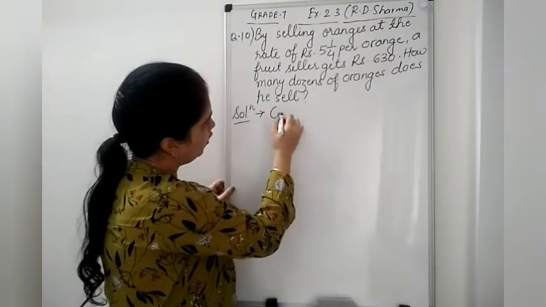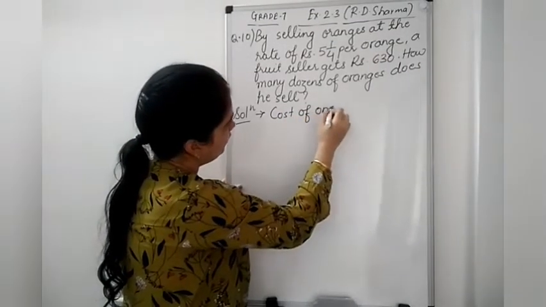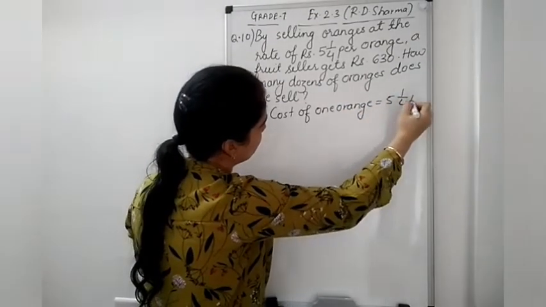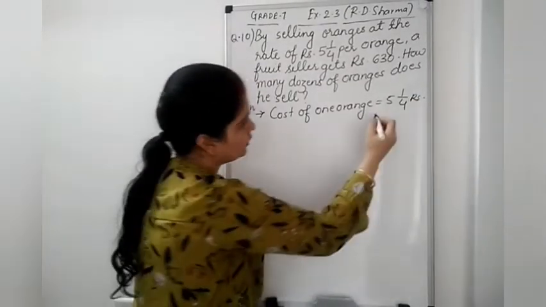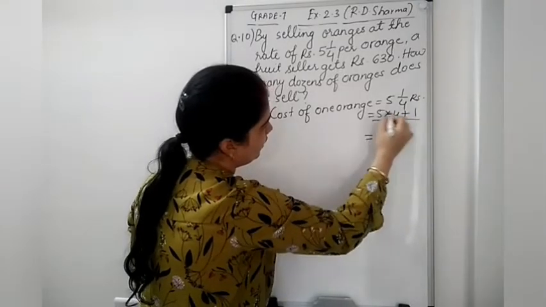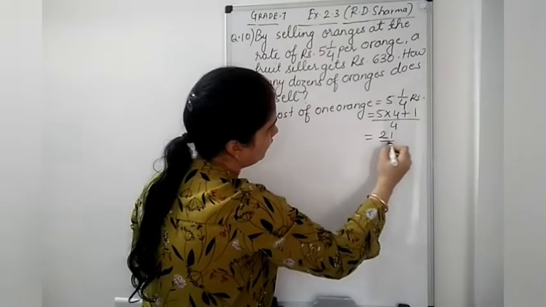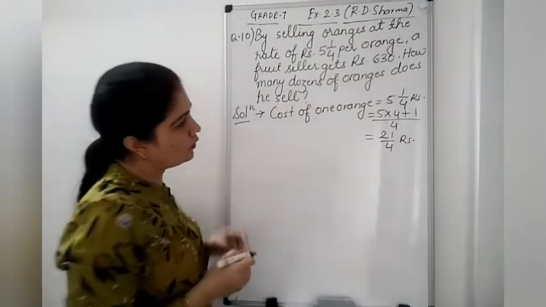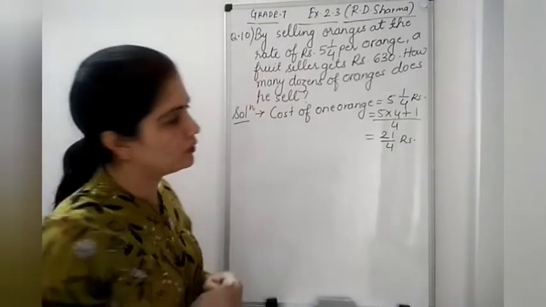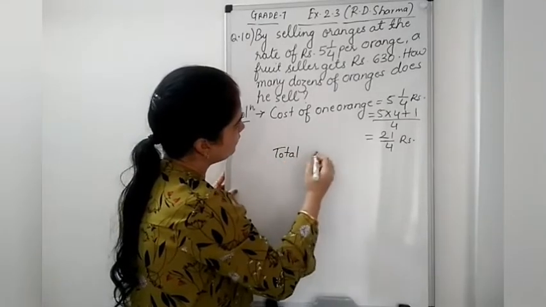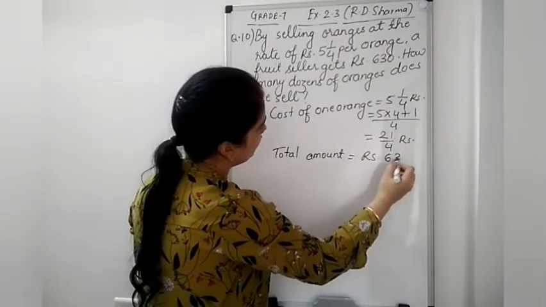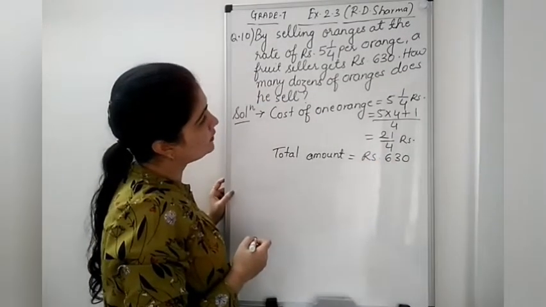So we will write cost of one orange is equal to 5 1 upon 4. So first we will convert it into a normal fraction. So 5 multiplied by 4 plus 1 upon 4. 5 4s are 20 plus 1 will give you 21 upon 4 rupees. So one orange's cost is 21 upon 4 rupees. Now the total amount that he got is 630 rupees. Now we need to find how many dozens of oranges he sold.